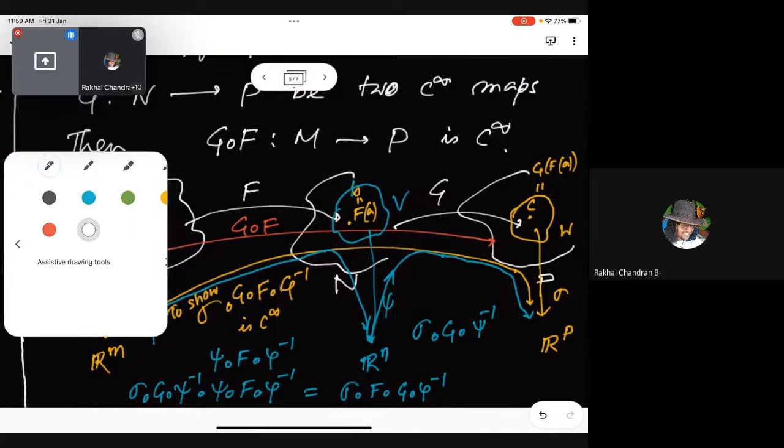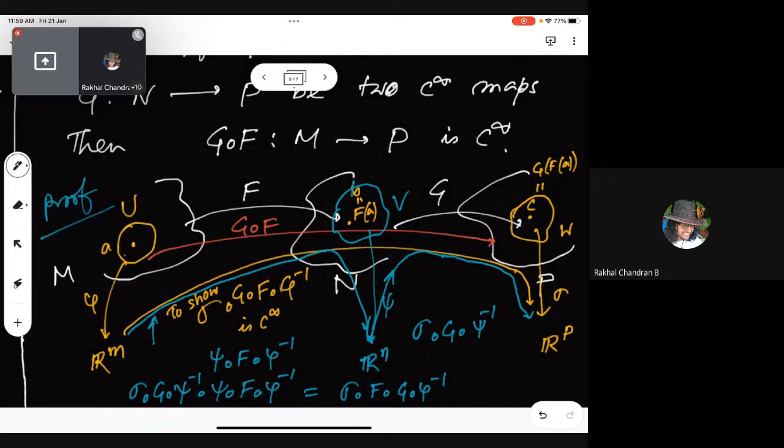Is this proof clear? Is the pictorial proof clear? There is nothing else. Taking one chart is good enough. You look at one chart. Yeah, is the proof clear?